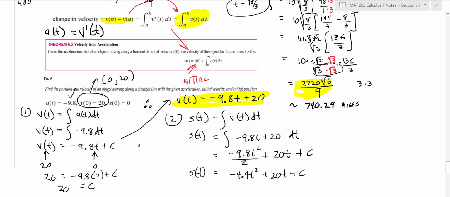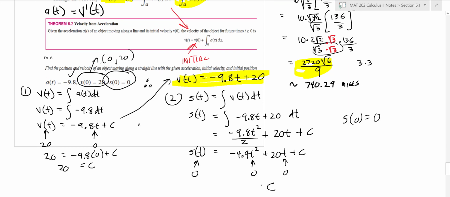And then we're going to use this condition, S of 0 equals 0. That just means that the position is 0 when the time is 0. That you can do in your head. C is just going to be 0 if you solve that equation. So therefore, the result you get is S of t equals negative 4.9t squared plus 20t. All right, so that would be the answer on that.